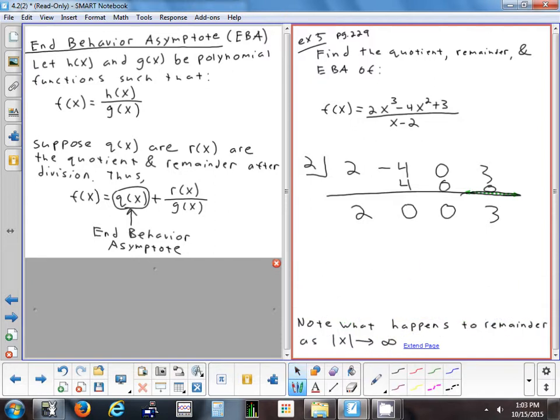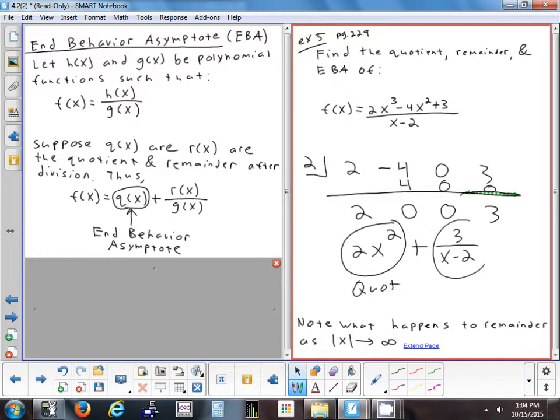All right, so now we got to focus on this 2. Okay, that's my quotient. So what's my quotient? 2x squared, with the plus 3 over x minus 2. That's not part of the question. Okay, yeah, we can do it that way first then. So the final answer is 2x squared plus 3 over x minus 2. Now I'll just circle it. That's my quotient. That's my remainder.